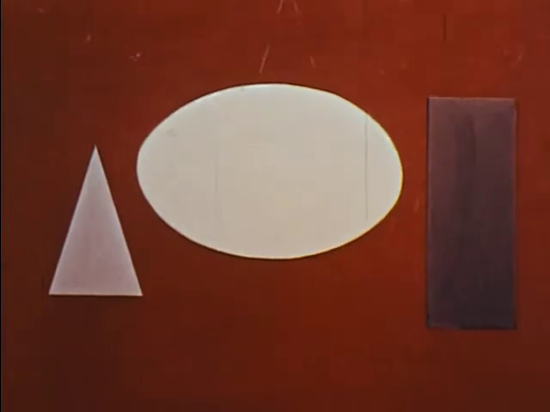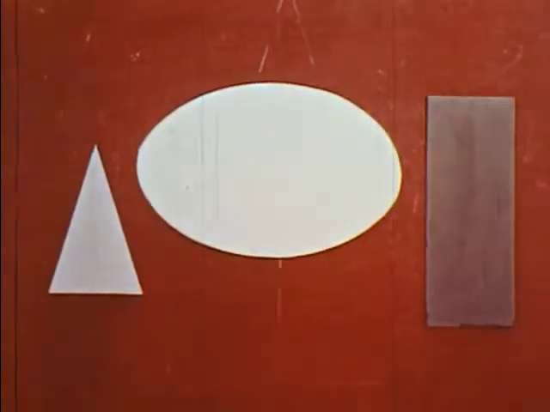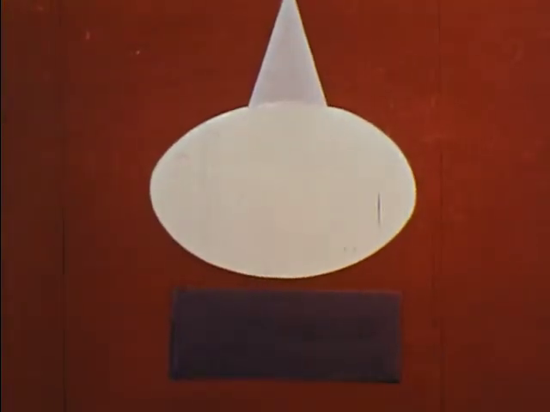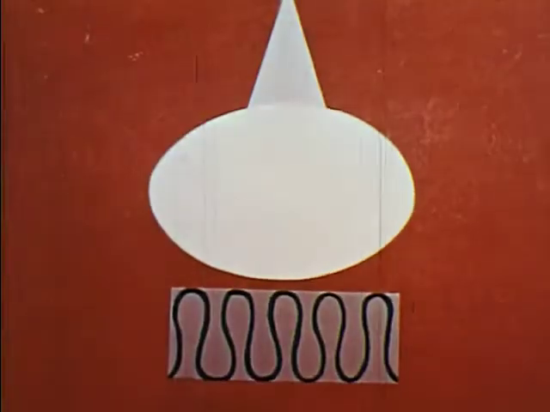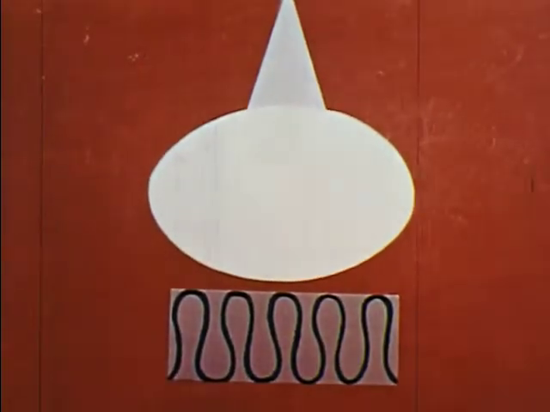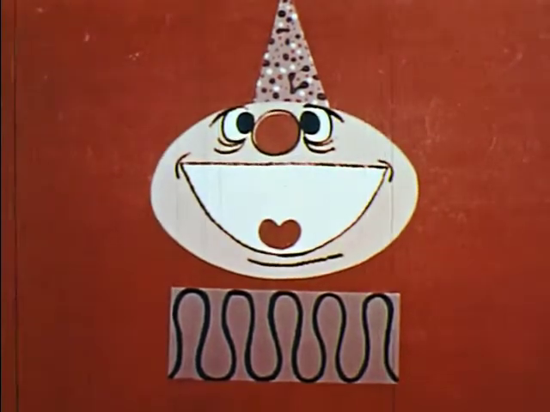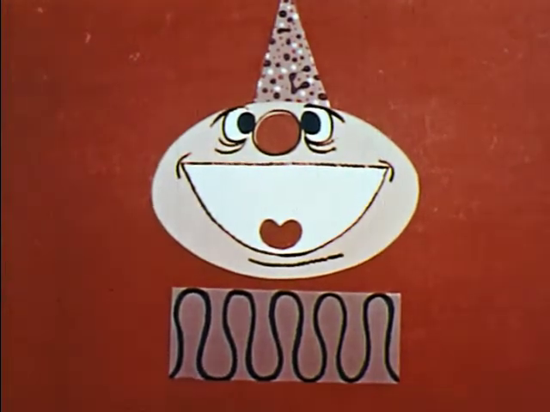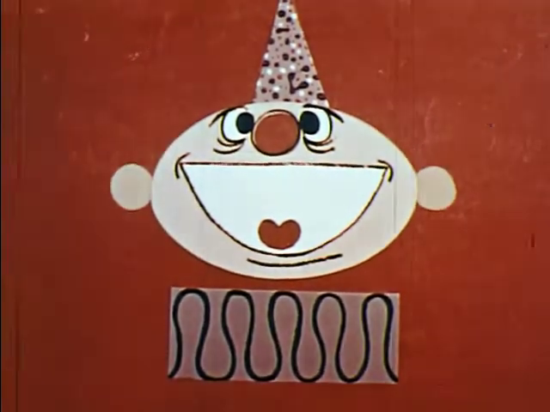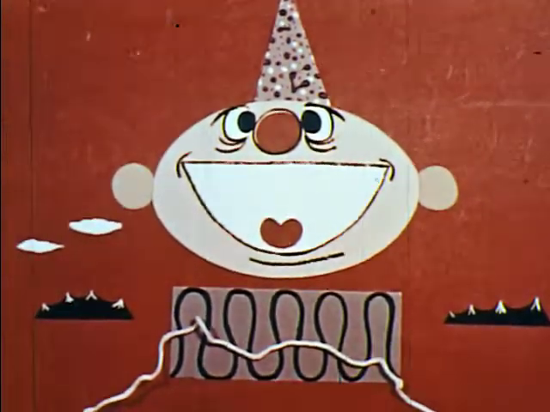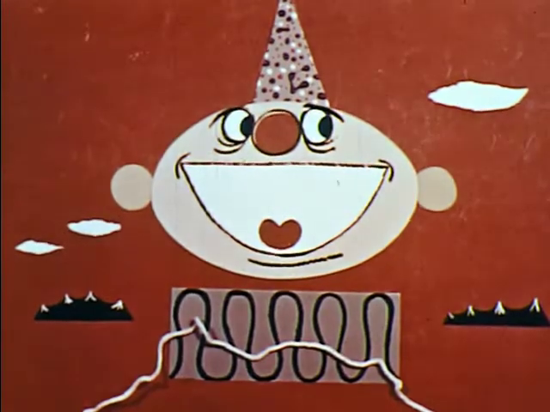Here are three entirely different shapes selected from the original three basic shapes. A triangle, a rectangle derived from the square, and an oval from the circle. Placed together, they can form a variety of things. Here, with the addition of some smaller circles, half circles, and lines, the combined basic shapes become a design of a clown.